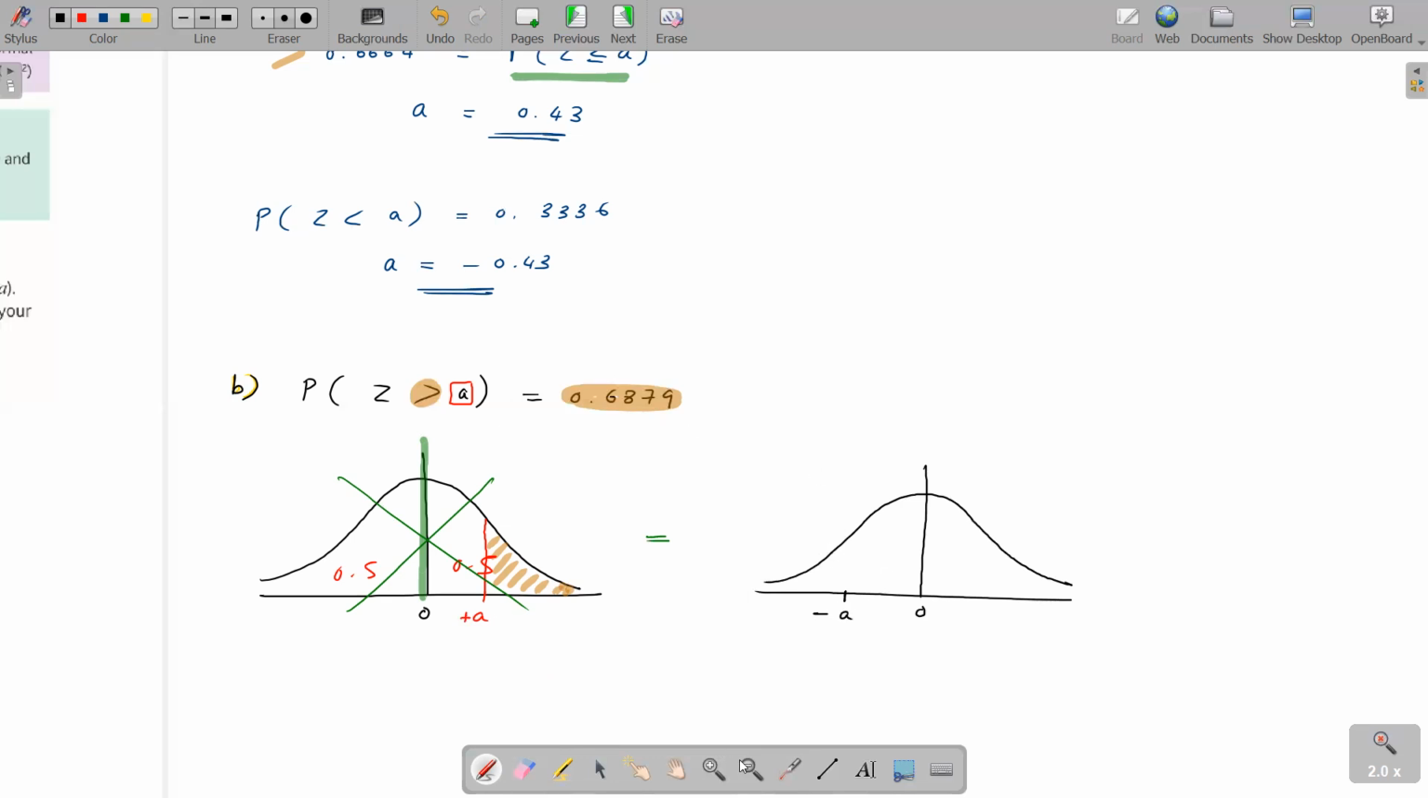Always bear in mind that the direction you shade completely depends on the inequality. So Z greater than means you're going to shade the greater than side, this side. Now you can ask yourself, does this area correspond to 0.6879? You can see it's more than half, right? Because you have half the area, 0.5, here, and there's another extra part. So 0.6879 is the full area. This actually makes sense, right? Can you see that the second graph makes sense with the given inequality?